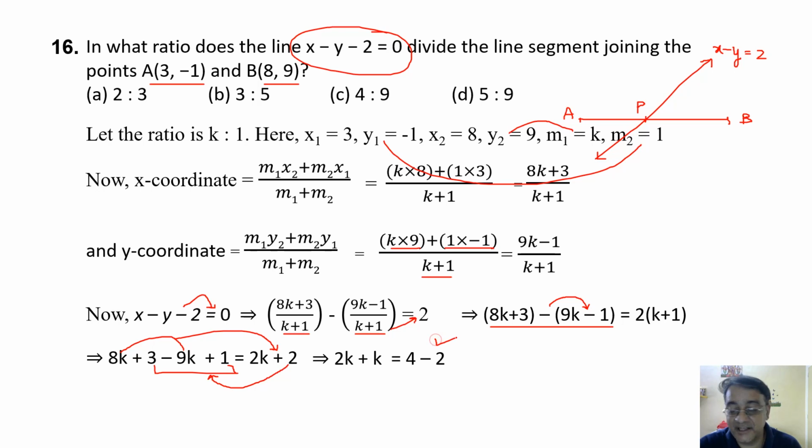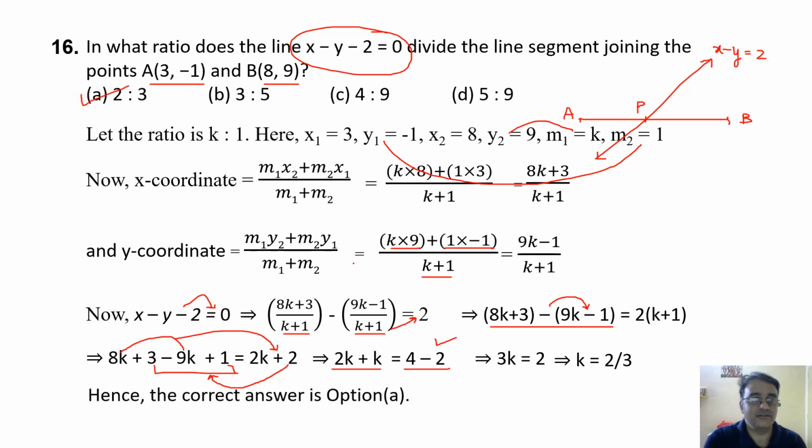Now is this step clear? Take a look. Yes, sir. Okay, so 3k is equal to 2. What is the final answer? 2 by 3. So which option is the correct one? Option A. Right, option A. Very good. So now we are moving toward question number 17.